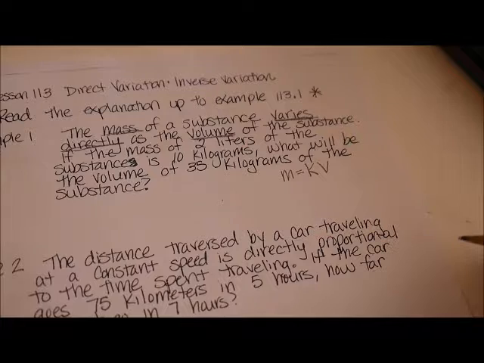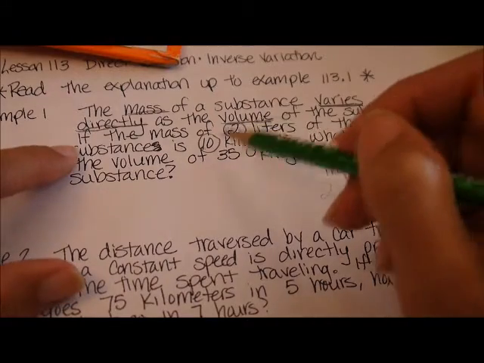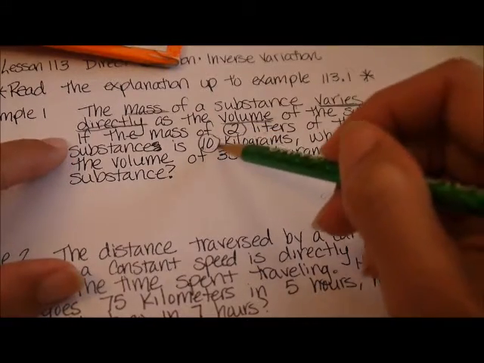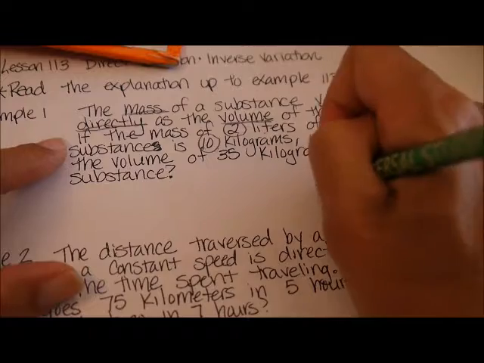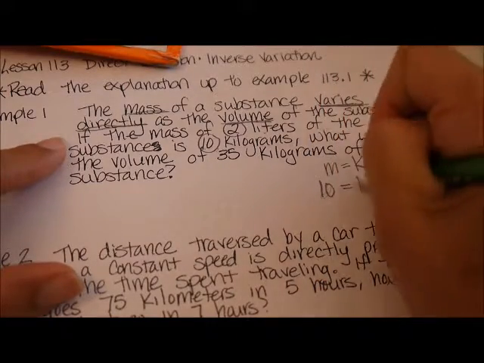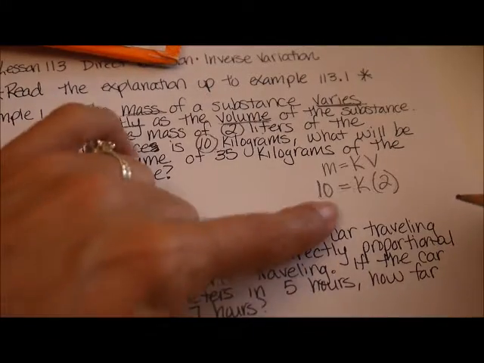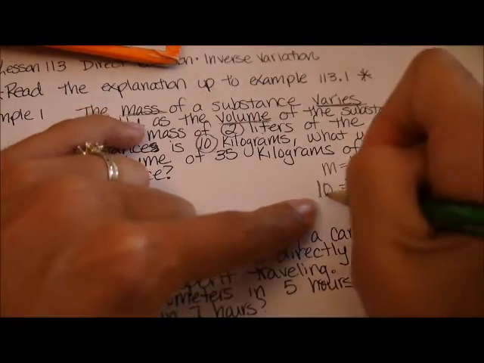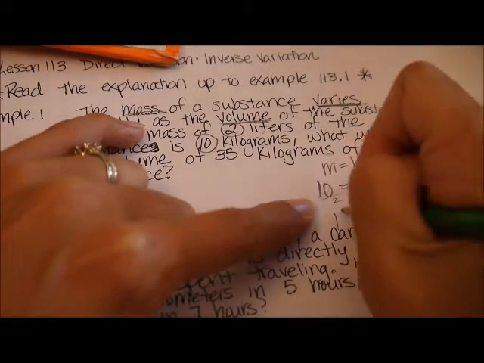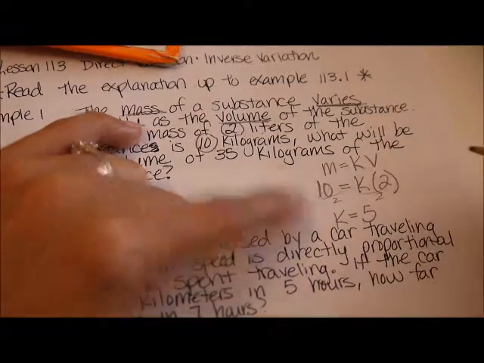All right, then we read the next sentence. If the mass is 10 kilograms, what will the volume of 35 kilograms be of the substance? The mass of 2 liters of a substance is 10 kilograms. So the mass is 10. The volume is 2 liters. We could figure out what K is. Now, K, our constant, is 5.